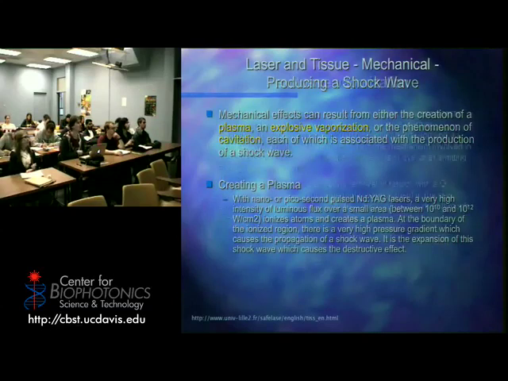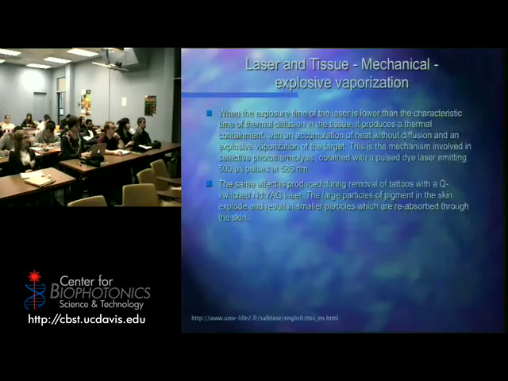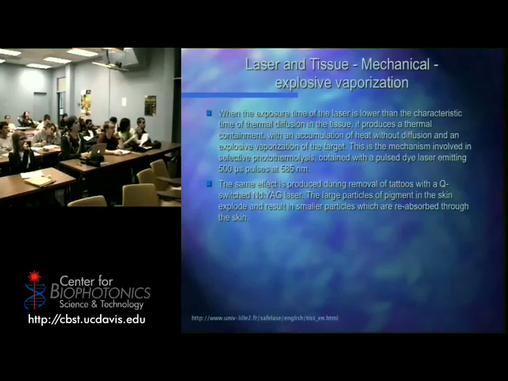So, if we have an exposure time, if we make that plasma, that pulse of laser light, very, very short, very quick, and we make it so fast that there's not enough time for that heat that's created in that plasma to be slowly dissipated through the tissue, then I get this process of basically a destruction of the target, explosive vaporization. So this is what they use in the removal of tattoos.